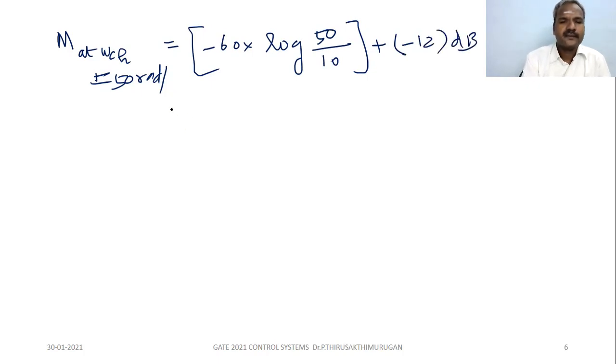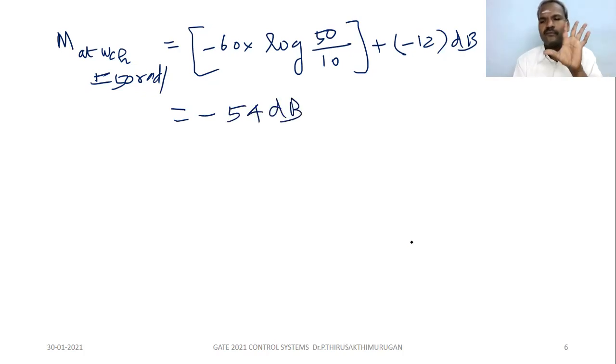So calculate and tell me, dear students: log 50 by 10, 5. So log 5 into 60, minus 42, minus 12, minus 54. Okay, the answer is minus 54 dB. Understand? So now we know 4 frequency and 4 magnitude values. Now we can easily plot the magnitude plot in the graph, right?